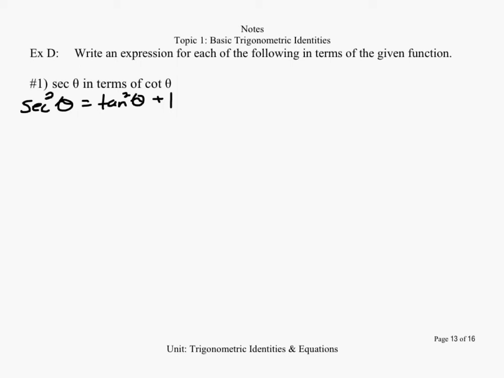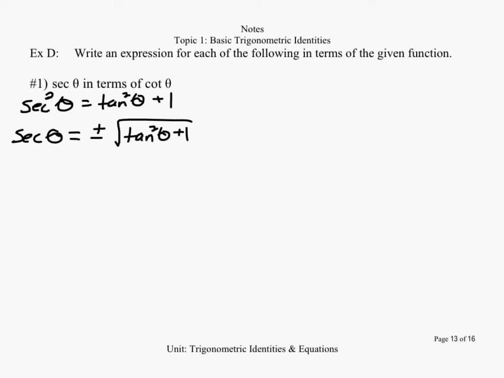Square root both sides. If you square root both sides, you're going to get secant of theta equals plus or minus radical tangent squared of theta plus 1. The left side now is perfect. Secant's by itself. Right side, not so perfect, because we have a tangent in it. It's supposed to be cotangent. So now your focus is, how do we get tangent to be cotangent?